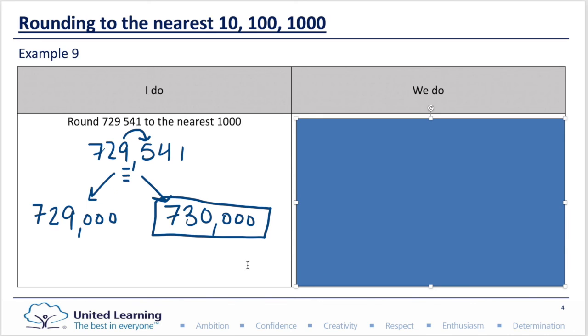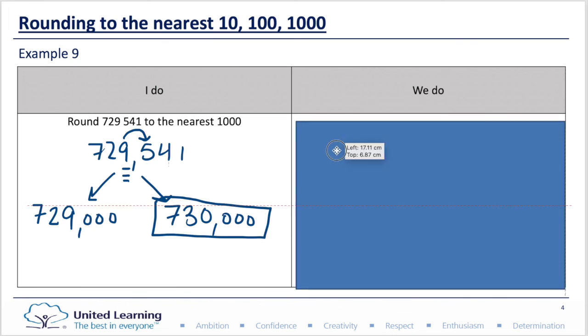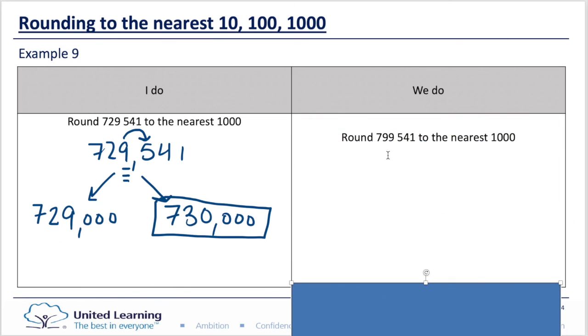All right, for this last question you're attempting, can you please round 799,541 to the nearest thousands? But can you please make sure when you think you have the answer, you go back to Firefly and select the correct multiple choice answer. Good luck.